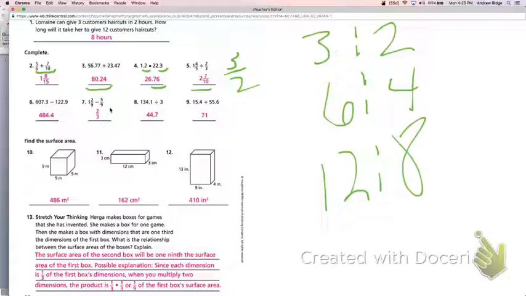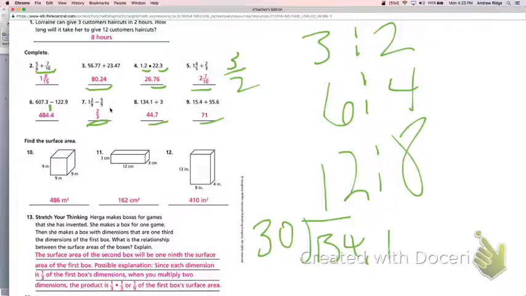All right, 607.3. We would subtract that from 122.9, lining up the decimal places because again it is subtraction. Here we would just make this an improper fraction, and then we would do the subtraction and then reduce, and it would give you 2/3. Again, the division, we would have to move over the decimal, so it would end up looking like 30 divided into 134.1, which would then give you 44 1/7. 15.4 plus 15.6, you'd add them up, lining up the decimal places, and get 71.